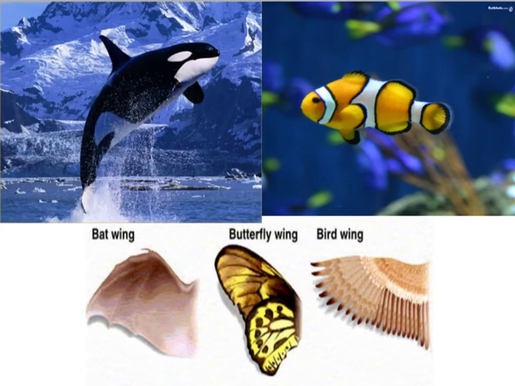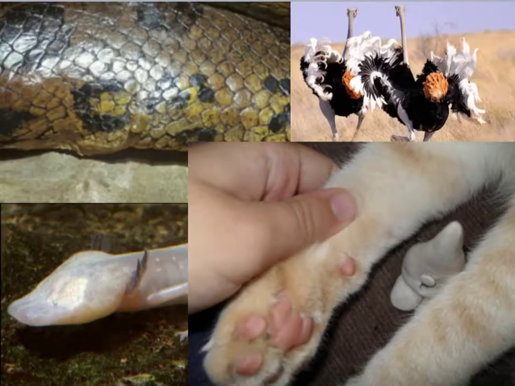Here you can see we've got Shamu versus Nemo. Shamu is a mammal, gives birth to live young, but Nemo doesn't. What are the similarities? Then there's a bat's wing, a butterfly wing, and a bird's wing. What are the similarities between those? They have similar structures and they have similar functions.